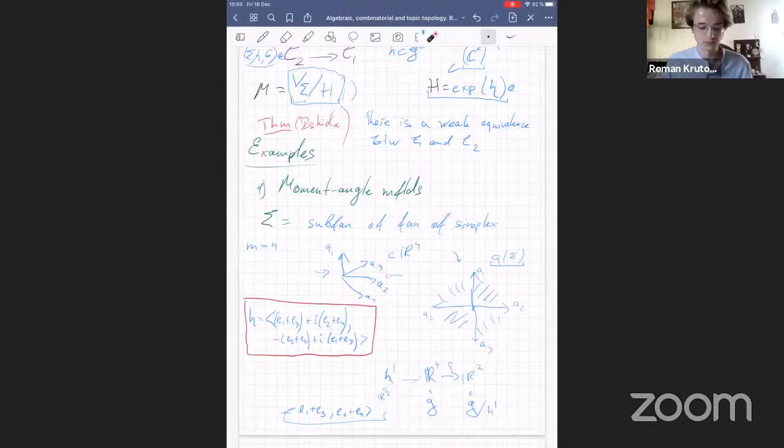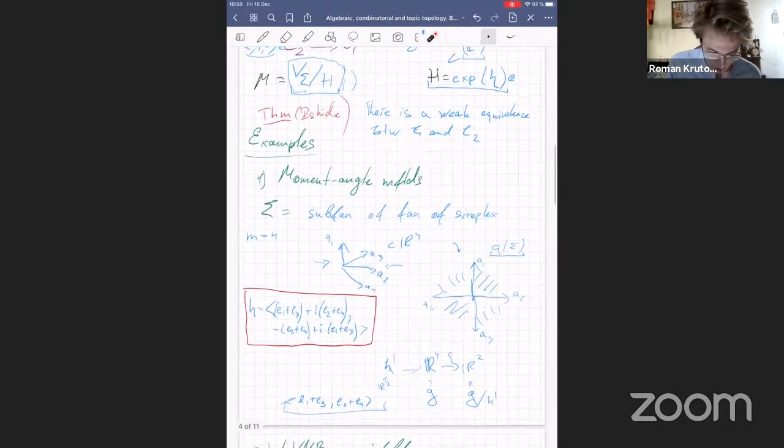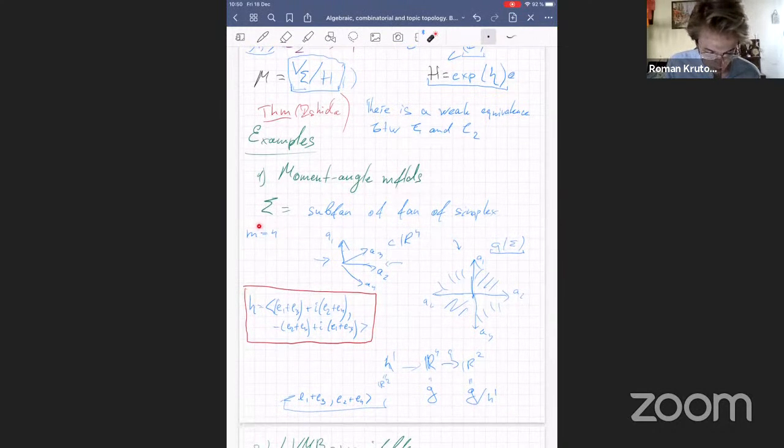They can be identified with the case when our initial fan sigma is a subfan of a fan of a simplex, namely just a cone on some m vertices. So let me show an example. Here m is equal to 4. So our fan sigma is a subfan of a cone on these 4 vectors, E1, E3, E2, and E4, which generate the basis of R4.